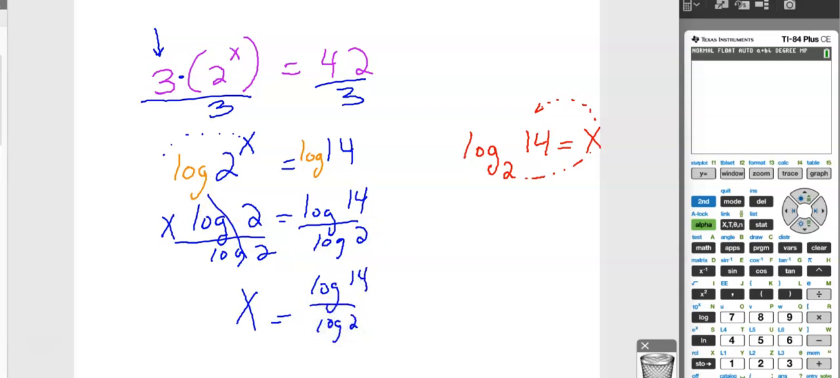Now remember, this right here and this are the exact same thing. Remember the change of base formula. So either way, you can just calculate this on your calculator and get your decimal answer. And then round it to 3 decimal places, 4, whatever the instructions say.